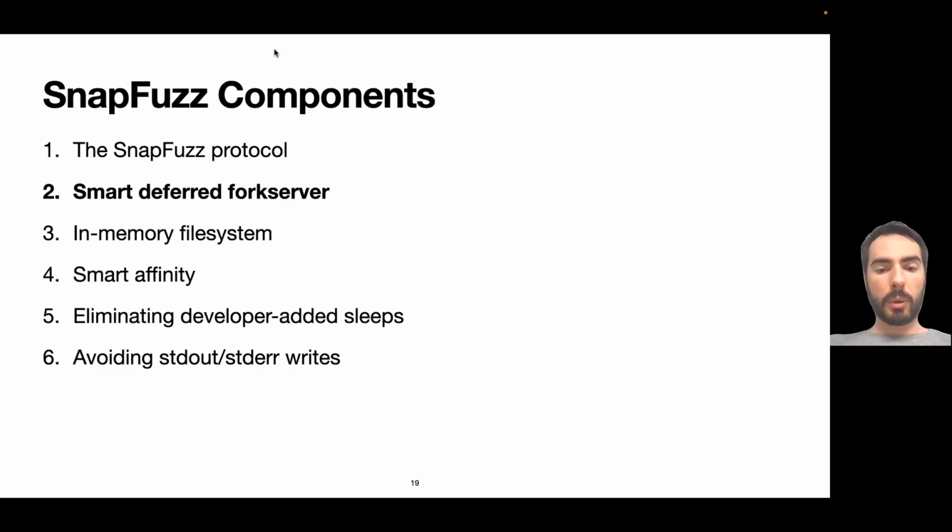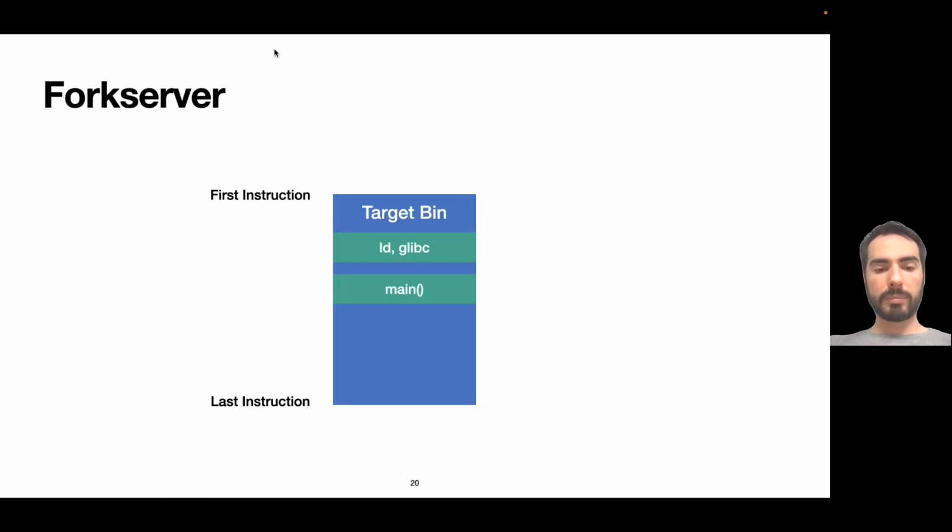The second most important component of SnapFuzz is the smart deferred fork server. The fork server is a common pattern amongst fuzzers and it snapshots the application in order to avoid restart overhead. To make things concrete, a program often loads libraries just before it enters its main function. Common fuzzers like AFL and AFLNet add the fork server just before entering the application's main in order to pause the execution right before main starts.